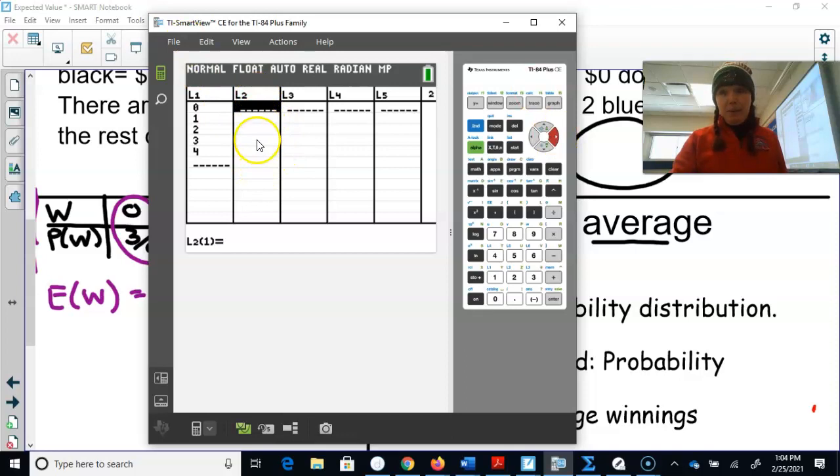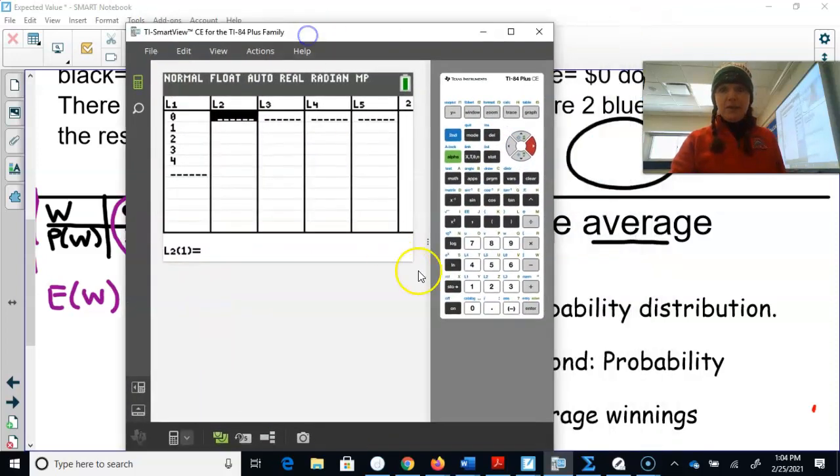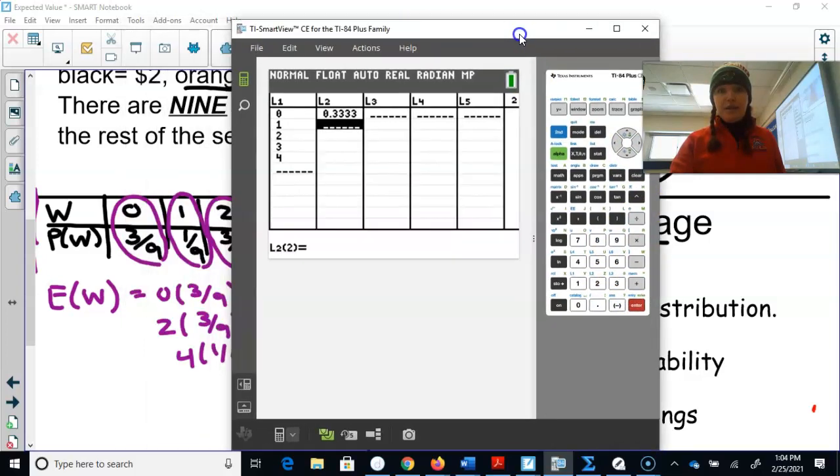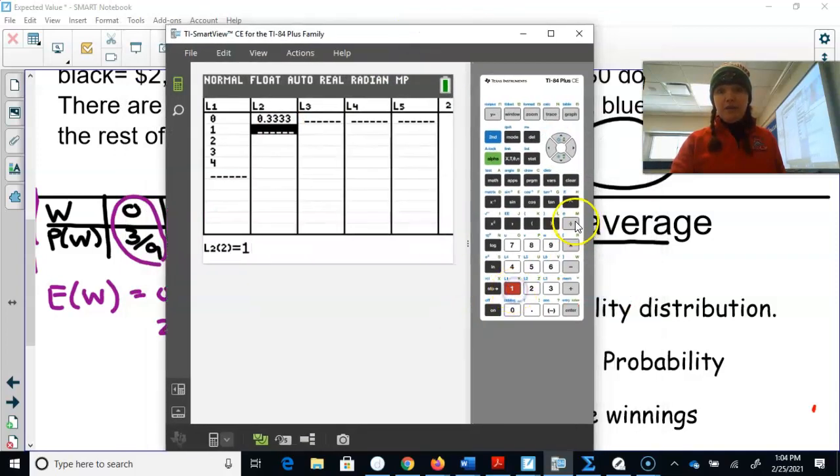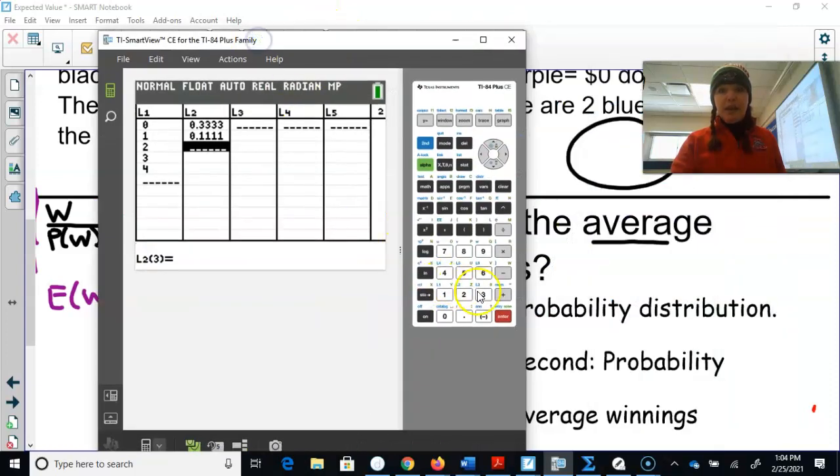In L2 now, we're going to put the corresponding probabilities. So the first probability is 3/9, so I just do 3 divided by 9, and that will put in 3/9 for us. The next corresponding probability is 1/9, so 1 divided by 9. The next probability is 3/9.